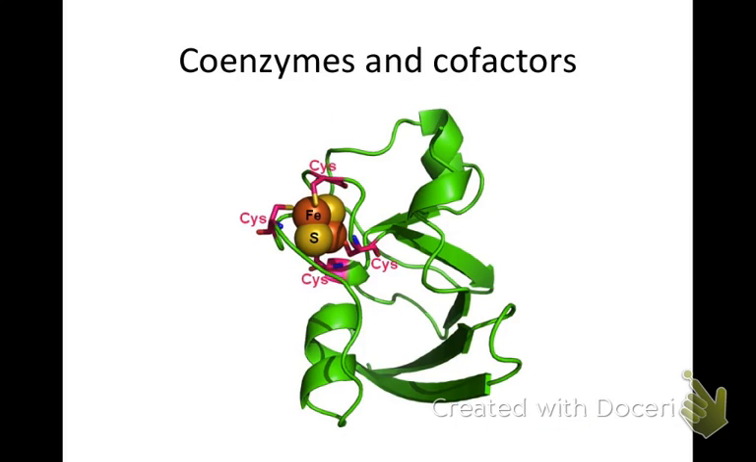Iron, those Fe ions, are required by ferredoxin during photosynthesis. Iron is also required by hemoglobin and catalase, so a lot of enzymes require iron to function. It's metal, so it is a cofactor. It is inorganic. And I am greatly oversimplifying the coenzymes and cofactors right now. I just want you to have a few examples.